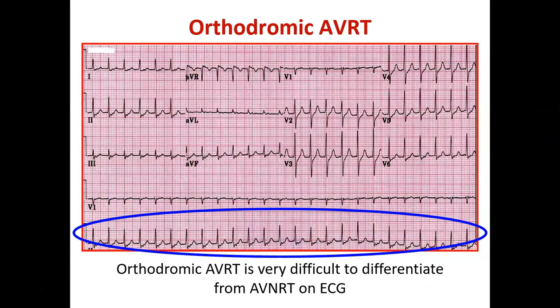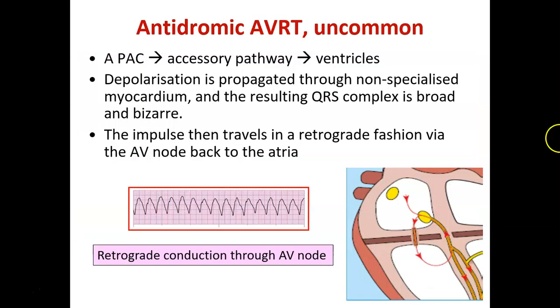To differentiate these two different mechanisms, we have to get a consultation with the electrophysiologist, and it needs EP studies. Okay, so pre-excitation syndromes or pre-excitation mechanism can produce another type of tachyarrhythmia, which is called antidromic atrioventricular reentrant tachycardia.